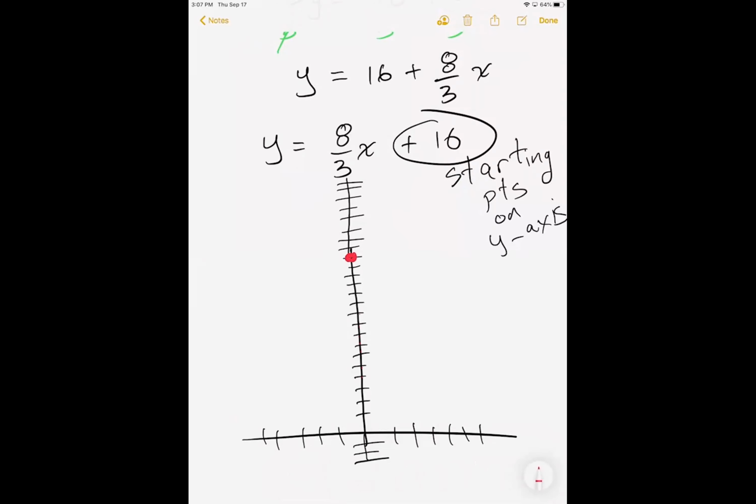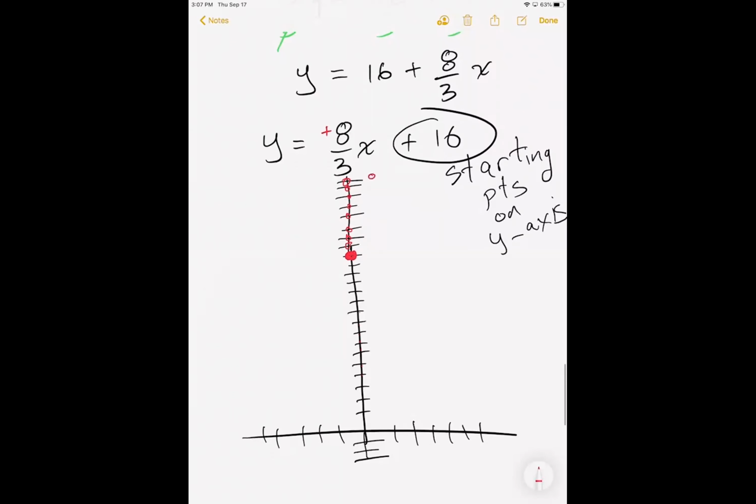And the slope, what does the slope tell me? The slope tells me, from 16, go up 8 because this is positive, and go to the right 3 slots, right? 1, 2, 3, we stop here. And again, why do I go to the right? Because it's positive. So now this is my graph. Like I say, if you were to draw by hand and you miss, you just make your dot bigger.